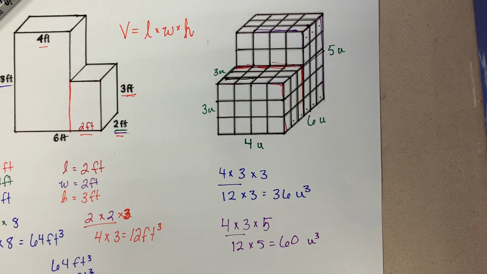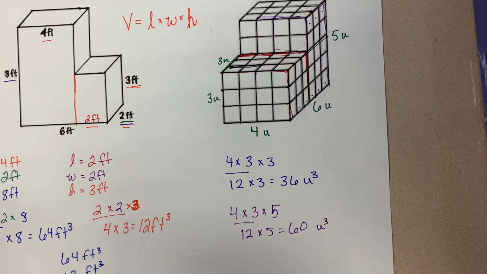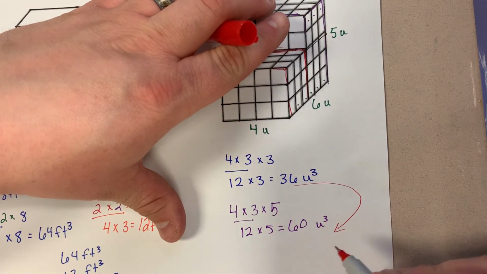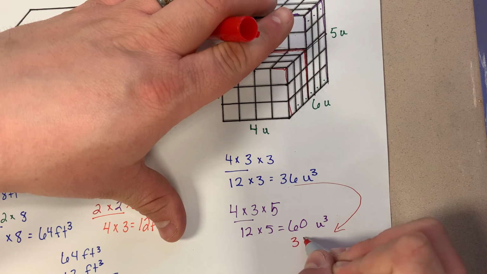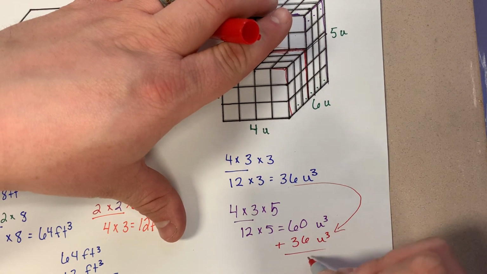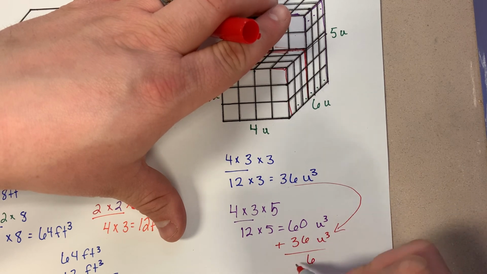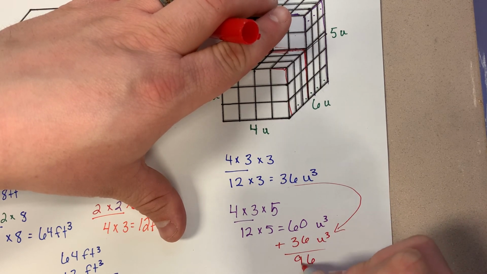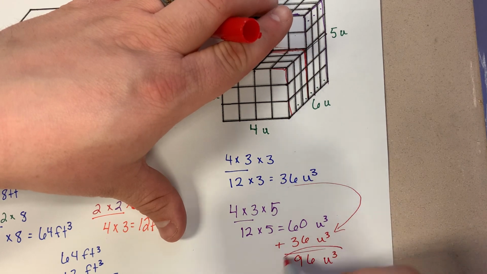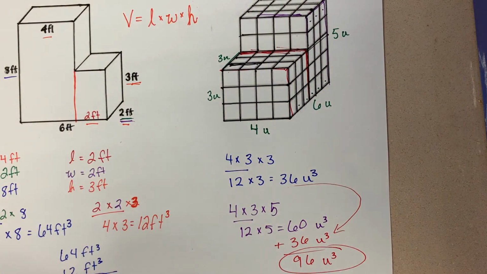And again, like I did the last one, because remember, this is additive volume, I'm going to add these 2 numbers up. So I've got 60 plus 36 units cubed. 0 plus 6 is 6. 6 plus 3 is 9 units cubed. So your answer is 96 units cubed.